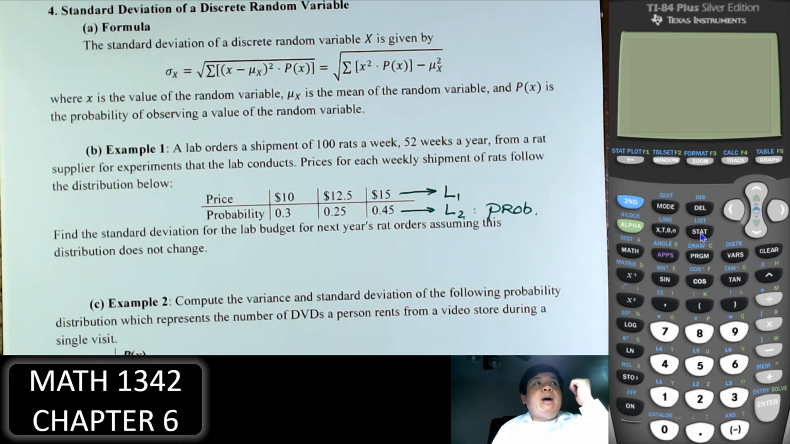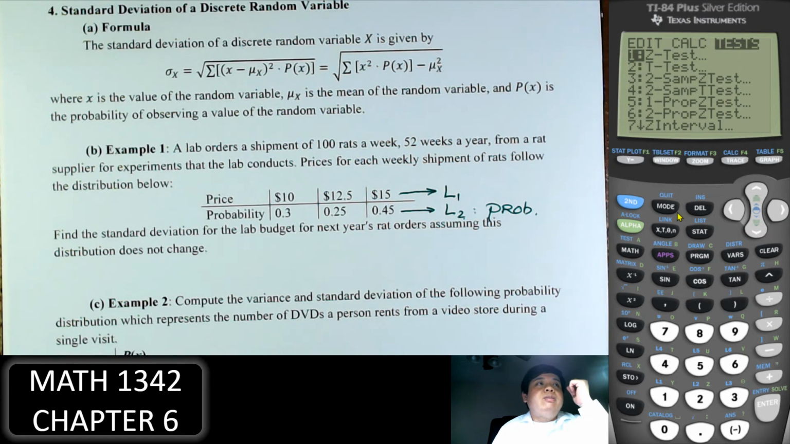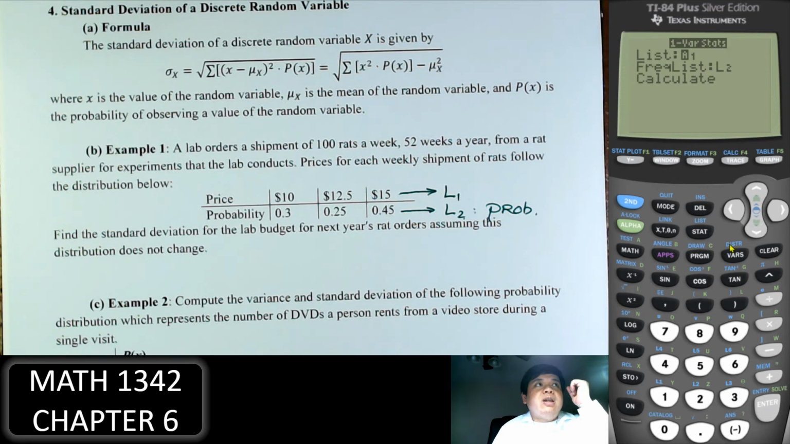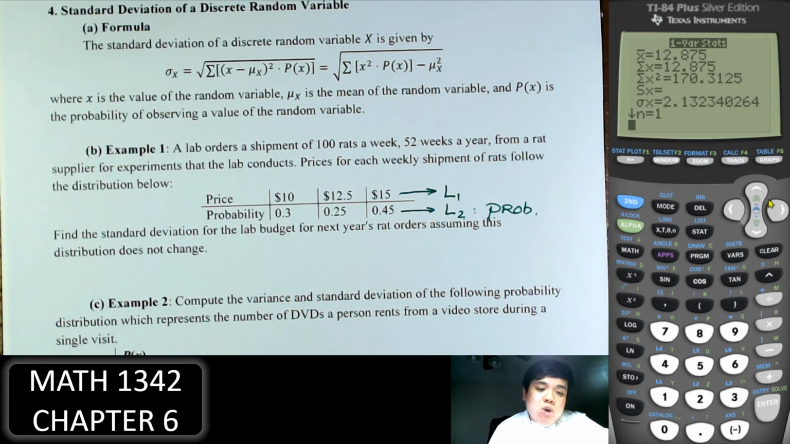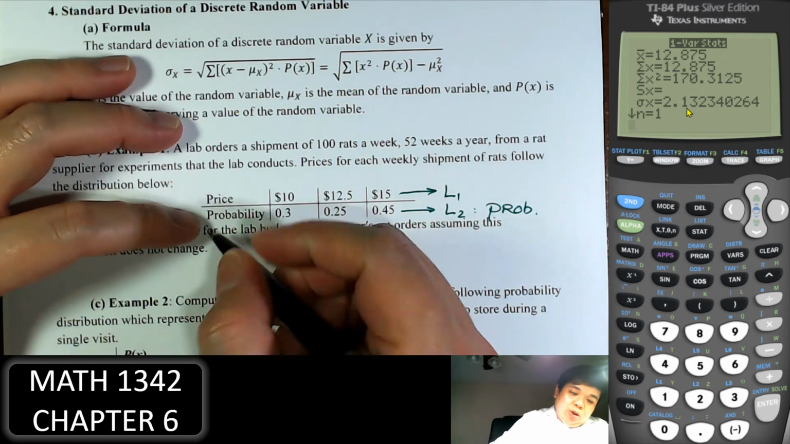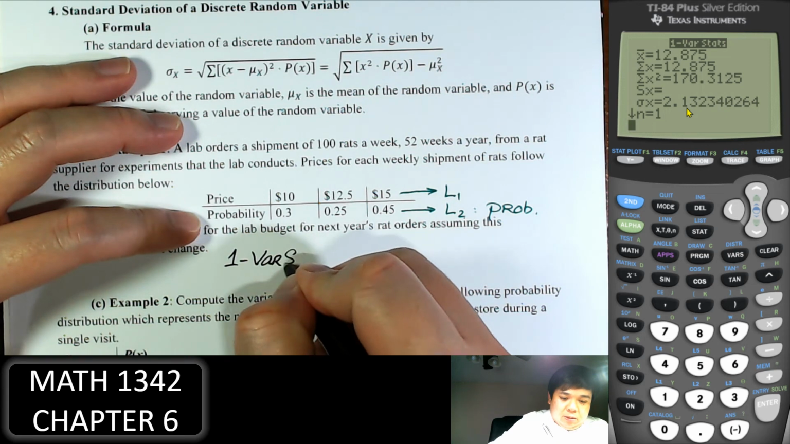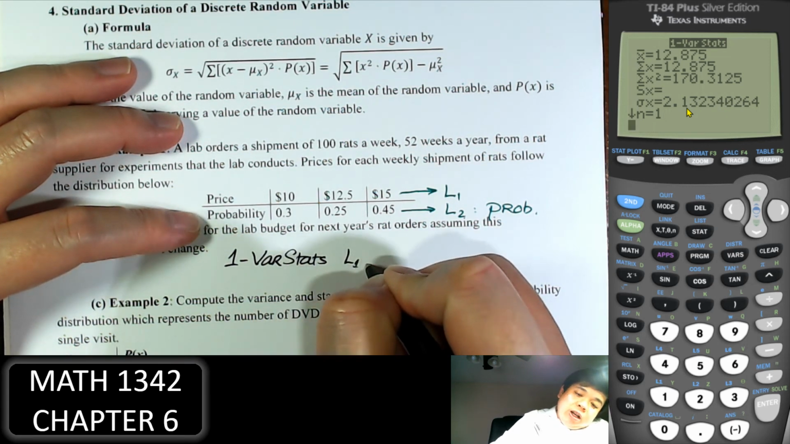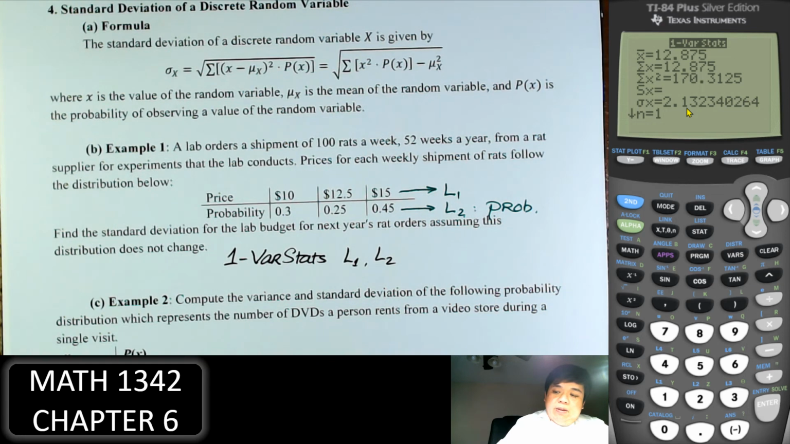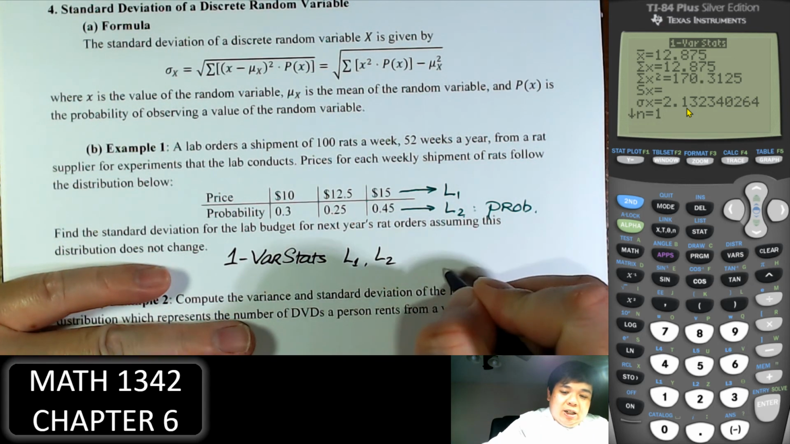Now we just need to do one variable statistics. Stat, calculate, one variable statistics. List 1 and list 2, calculate. Right. So the standard deviation of this one is equal to 2.13. So if we use one variable statistics for this one and this 2, we have 2.13.